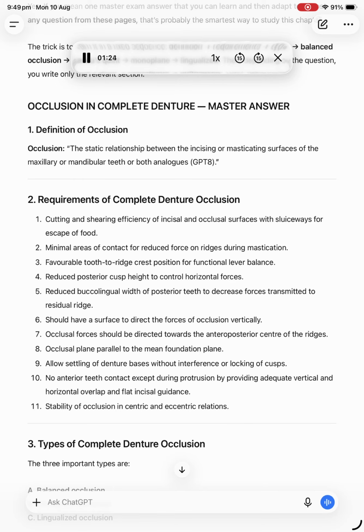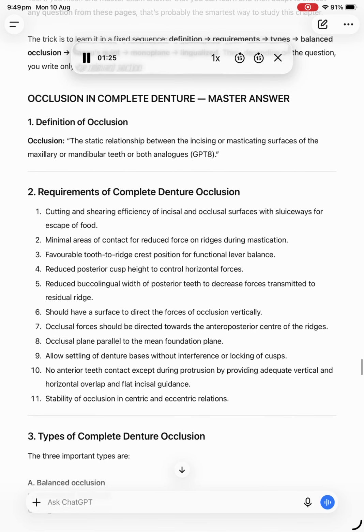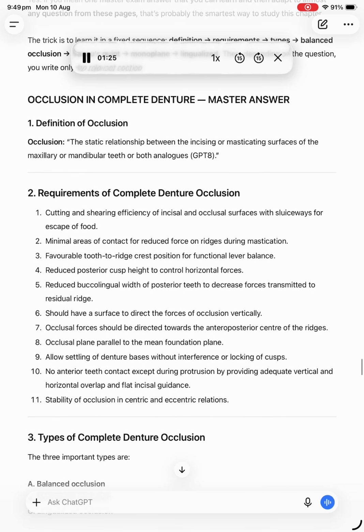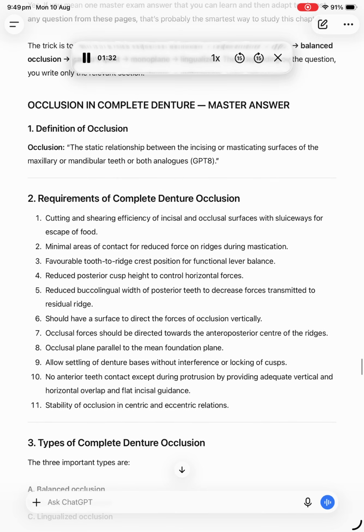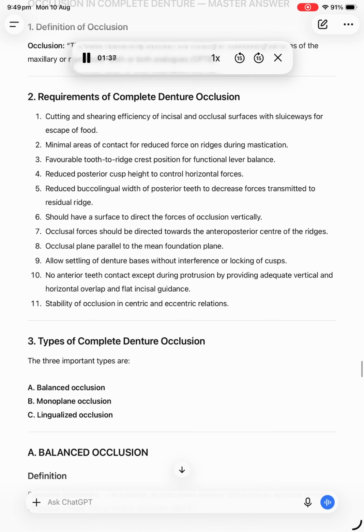9. Allow settling of denture bases without interference or locking of cusps. 10. No anterior teeth contact except during protrusion by providing adequate vertical and horizontal overlap and flat incisal guidance. 11. Stability of occlusion in centric and eccentric relations.